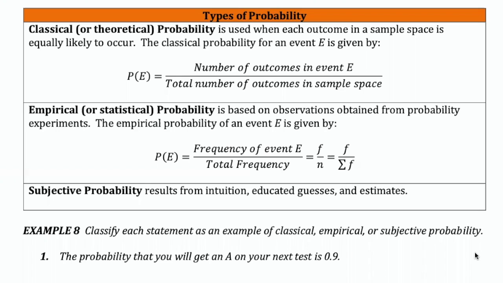Subjective probability results from intuition, although more so than intuition, we hope it's educated guesses and estimates. So this would be a case where I might say, based on how you did on your last test, the possibility of you passing your next one is probably 80%.